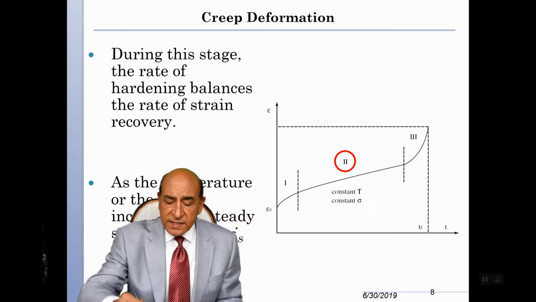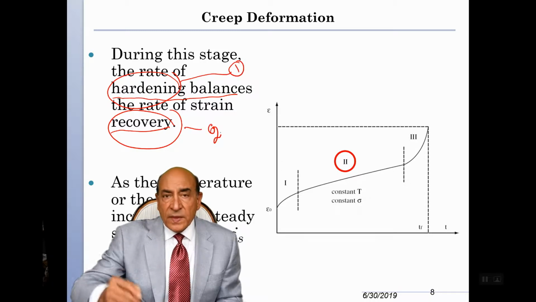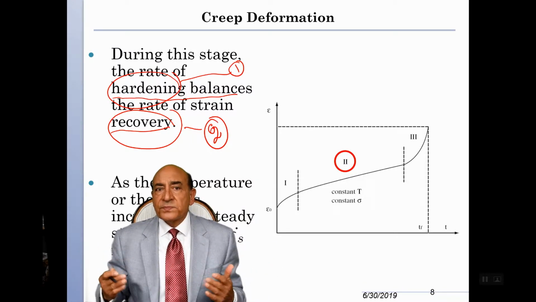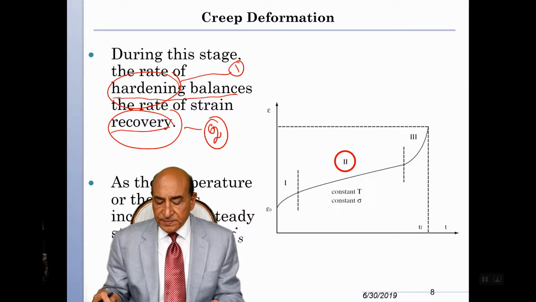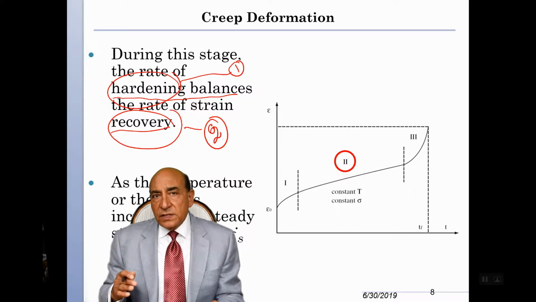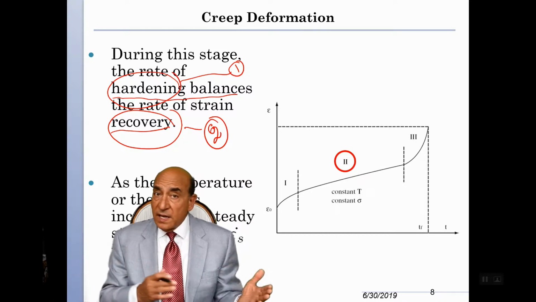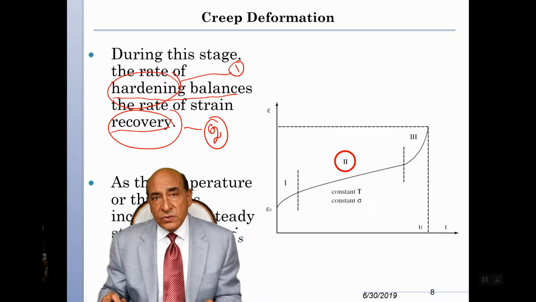And during this stage, the two mechanisms that I mentioned, which is the hardening, mechanism 1, and the recovery, mechanism 2, balance each other. So the material hardens and recovers at the same rate, and therefore we have a constant strain rate throughout the entire period. If we increase the temperature, for example, then we would expect that the creep rate will increase significantly, and again, if we increase the stress, the creep rate is expected to increase.